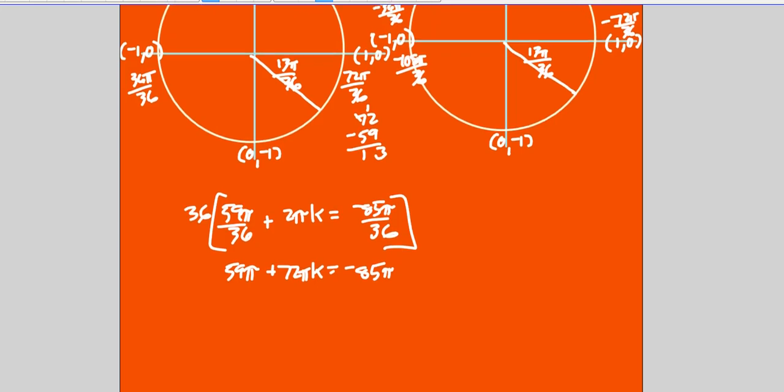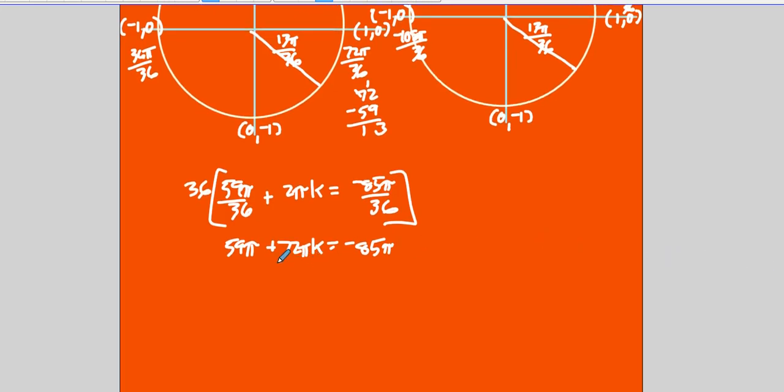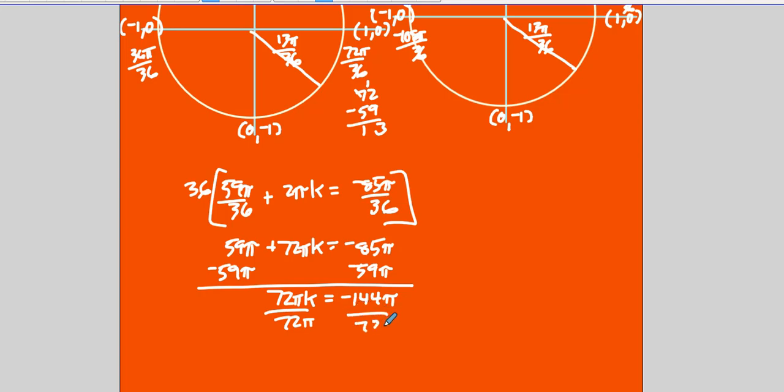Okay. So now I'm going to solve for k, so I'm going to subtract 59 pi from both sides. Bring down 72 pi k. That equals negative 144 pi. Solving for k, divide by 72 pi. So k is going to be negative 2. Well, that's an integer. It's a negative integer. So that shows that they are coterminal. If you got a fractional part here, it would not be coterminal. So the angles are coterminal.